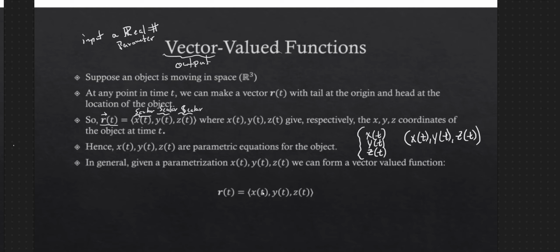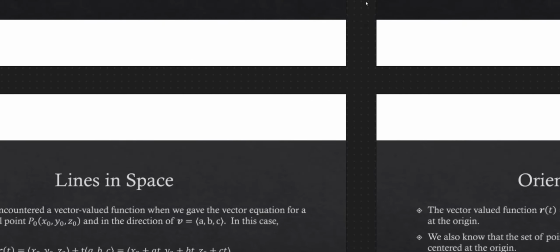Right, so this is the idea. From a parametric equation, we can form a vector-valued function like this, and from a vector-valued function, we can recover the set of parametric equations. It's nothing too new. We're just mashing it up now with vectors.